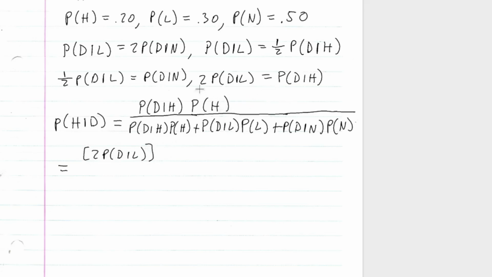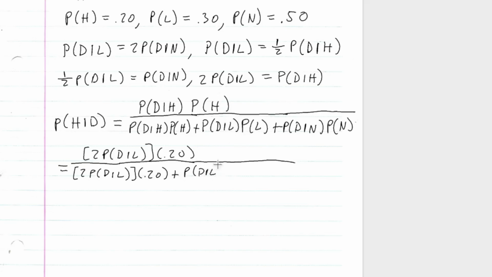And then, of course, the probability of H is 0.2, all over the same thing: 2 times the probability of D given L times 0.2, plus the probability of D given L times the probability of L, which is 0.30, plus, and then the probability of D given N is half, so half the probability of D given L, and then the probability of N is equal to 0.50.